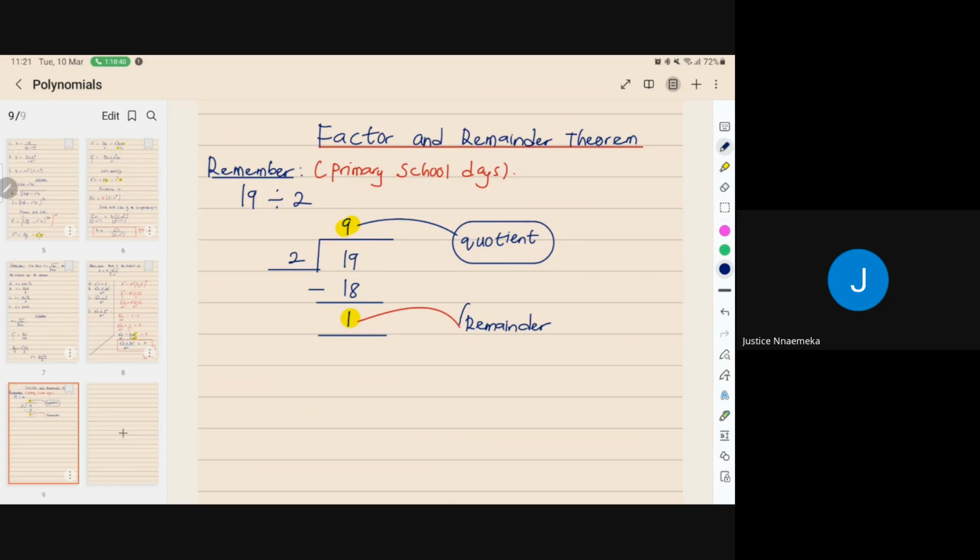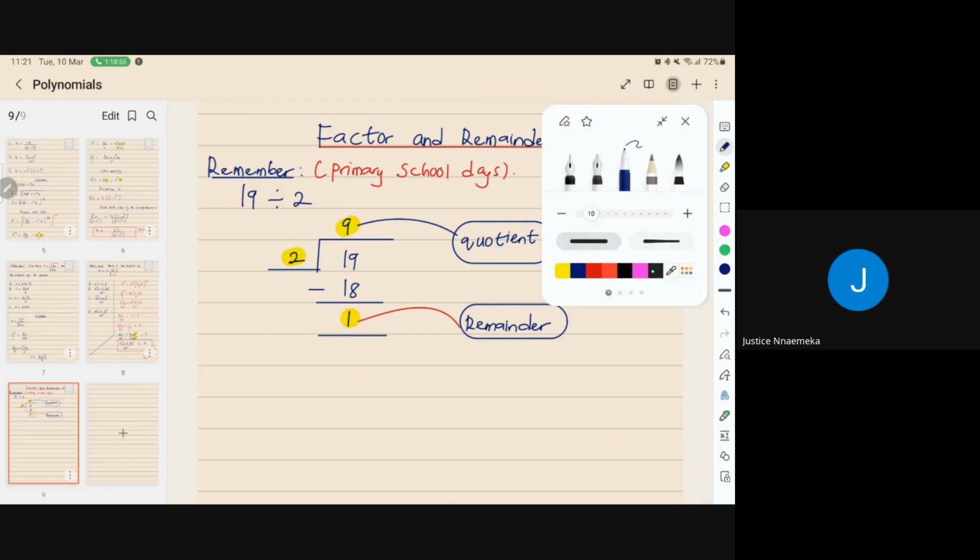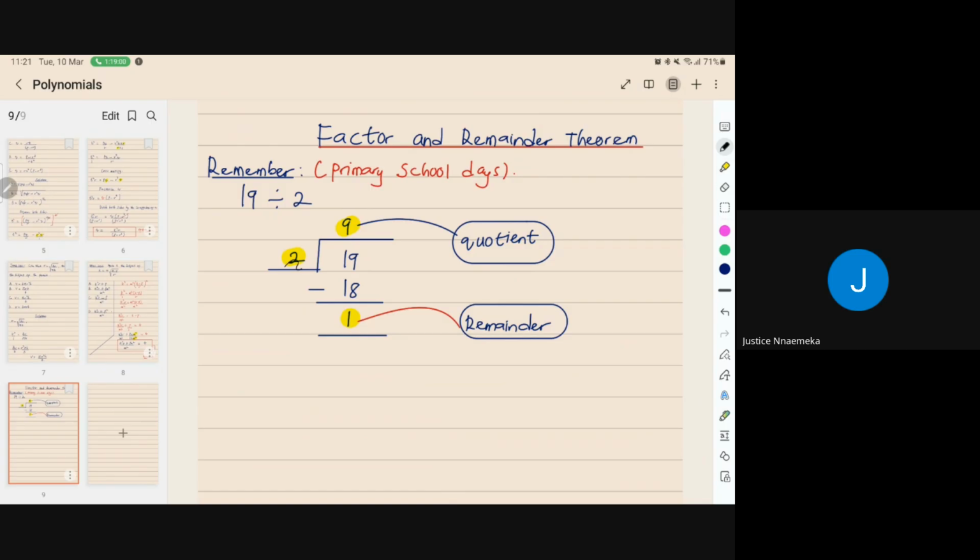So we'll bring this together right here for your remainder. Now, recall that this part, this is what you call your divisor, right? The one dividing the number is your divisor. I hope everybody's following. Nobody's confused whatsoever because these are things you did back in primary school. So this guy right here happens to be your divisor.